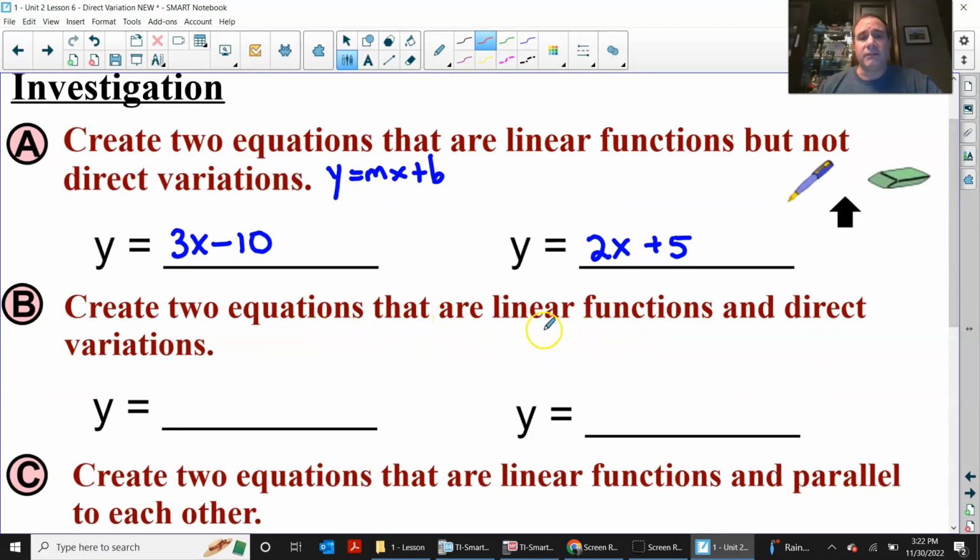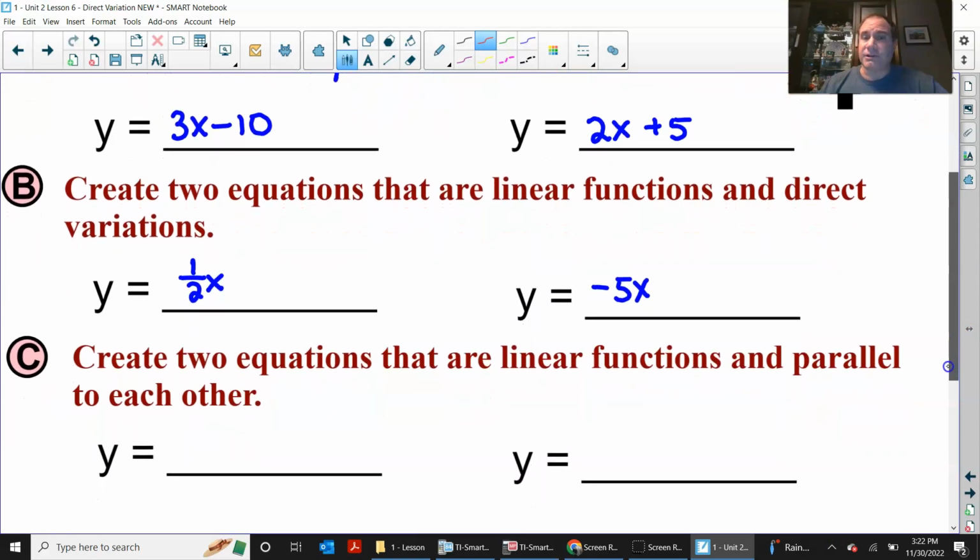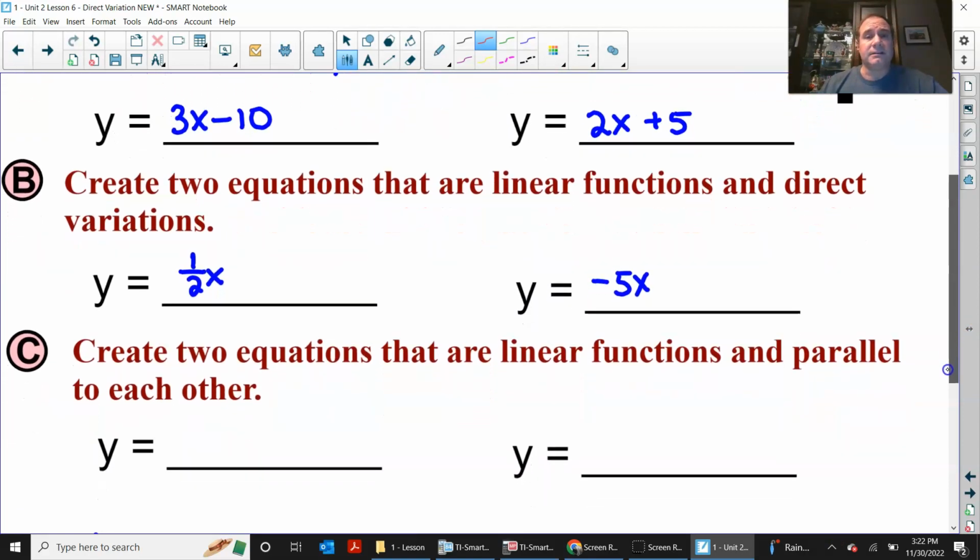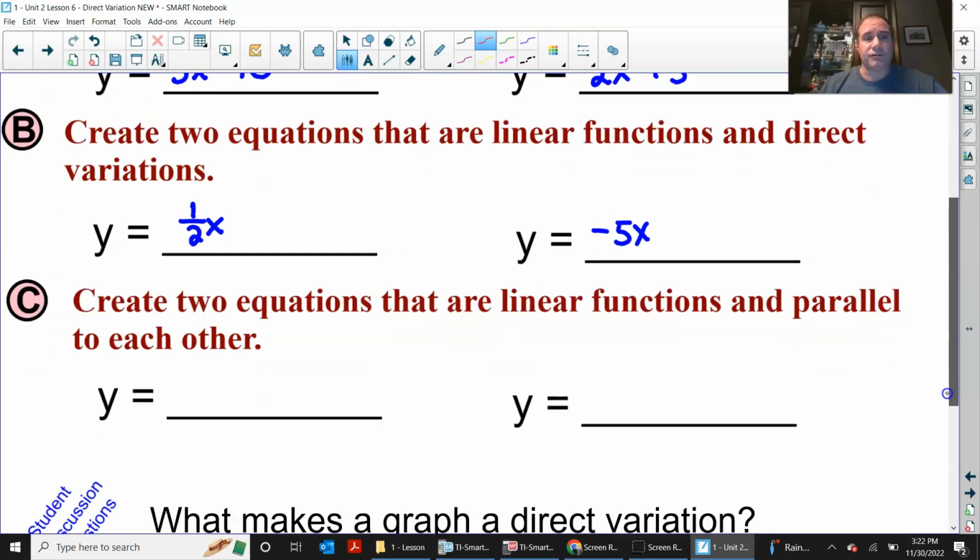Create two equations that are linear functions and direct variations. So you know that the y-intercept must be 0. So you could use any slope that you want. y equals 1/2 x plus 0. You don't have to put the plus 0, but it goes through 0, 0 if you leave the 1/2 x. And then y equals -5x, and you're finished. Just remember, -5x goes down from left to right. It's pretty steep, right? Steep, down from left to right, and crosses through 0, 0.